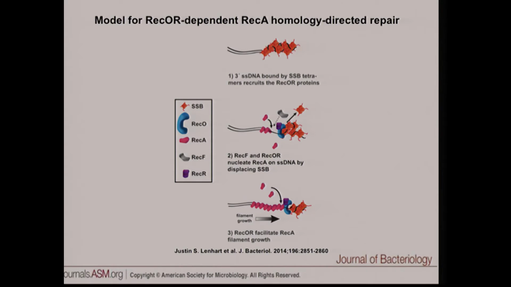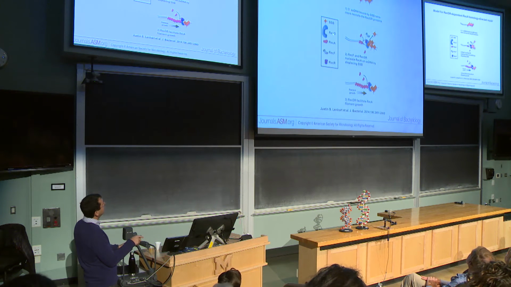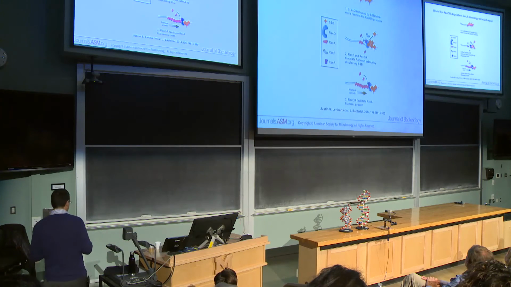And so the model that I'm going to present, that we're going to test, is this. I've already discussed this a little bit, but basically we have a break, and I'm just showing you one side of the break, and that will initially be bound by this single-strand binding protein. And then the RecOR complex will be important for RecA to form a complex on that, or at that break.